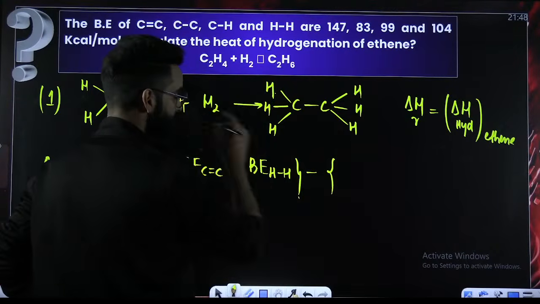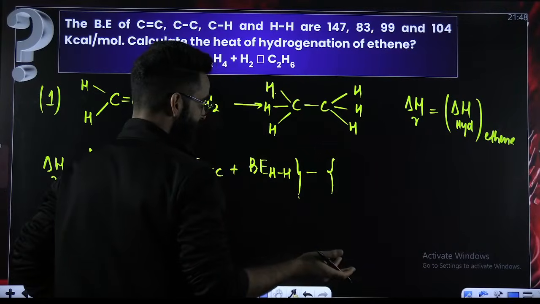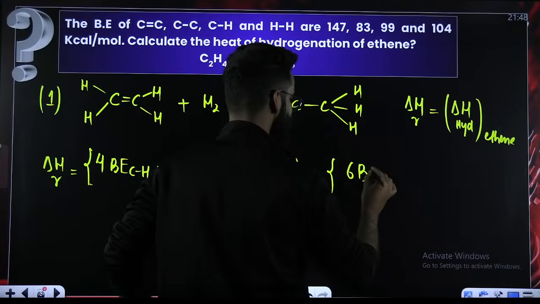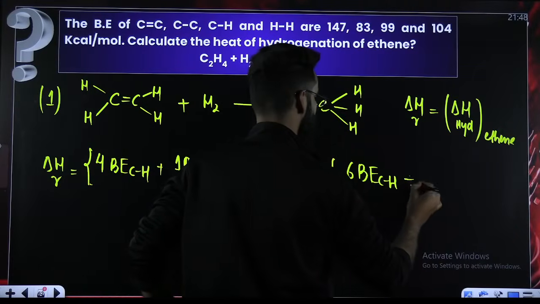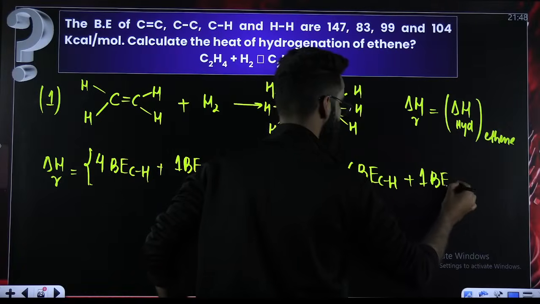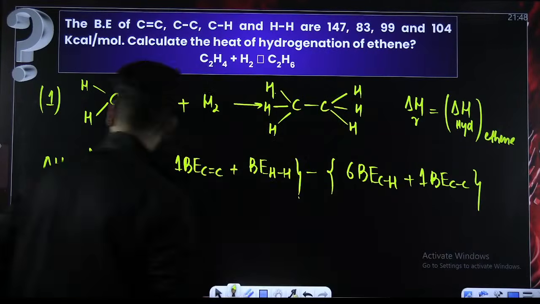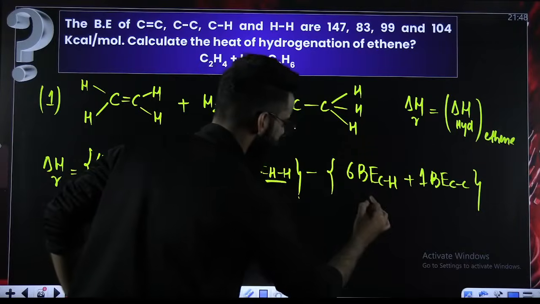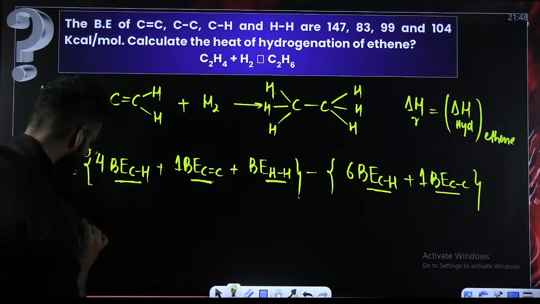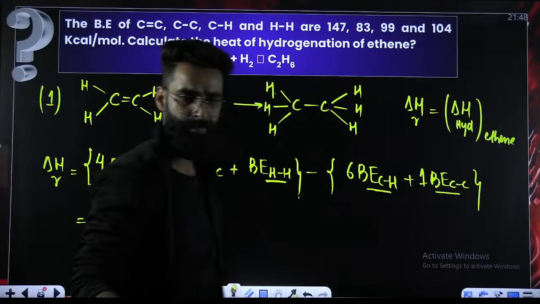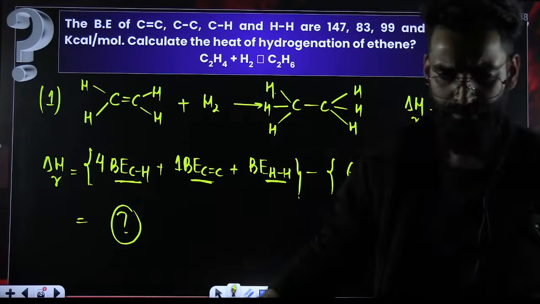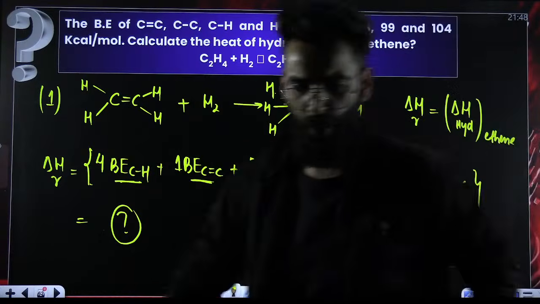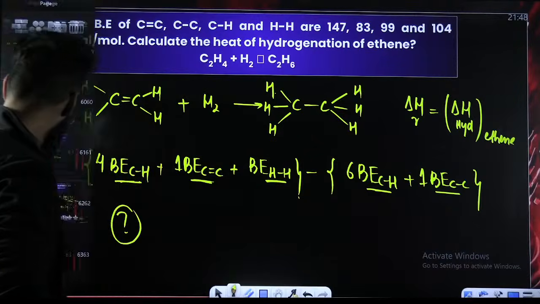Now comes the products. On the product side, we have got two types of bonds, out of which 6 are C-H and 1 is C-C. Now I think all the parameters are given. This is given to me, this is given to me, this is given to me. Put the values and get the answer. That's it. Right, people? I hope I'm clear with all these things.